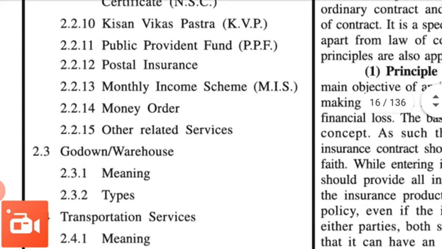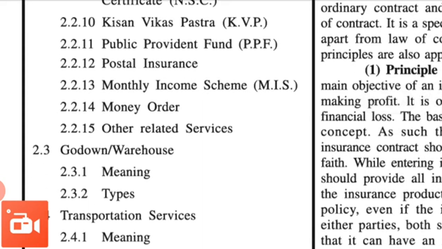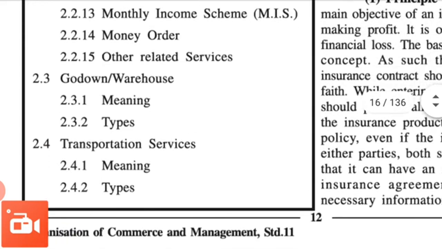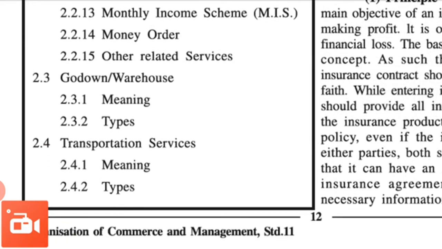Then money order, monthly income, all are covered. Then third one is godown, so types of godown. Then transportation service, the meaning and types of transportation service. These four types of service we will study in this chapter.